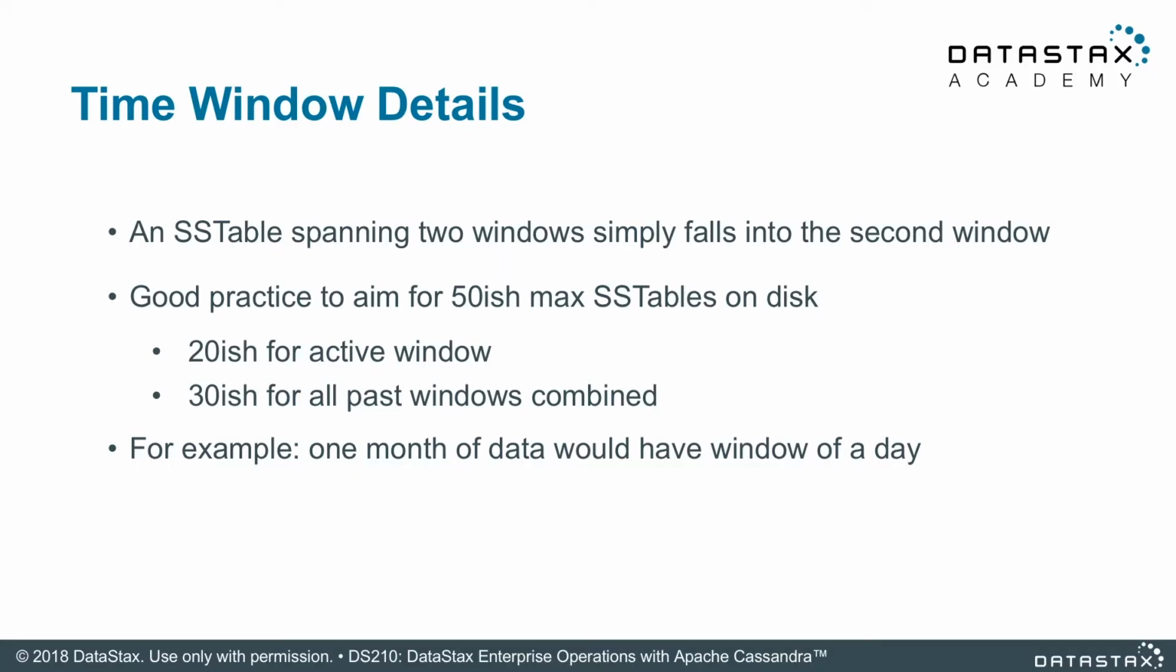So some of the details here. An SSTable over those two windows, well, we just go back to that second window. It's just that simple. We're not trying to be too fancy, and it doesn't split it or do anything like that. We want to go for 50 or so SSTables on disk within the window. So this is how you compute how big of a window you want. The reason being is because when you get to that hour window or whatever that window size is, you have to compact that many files.